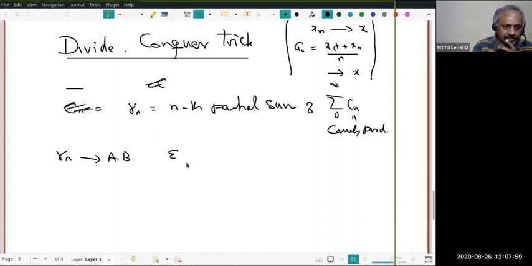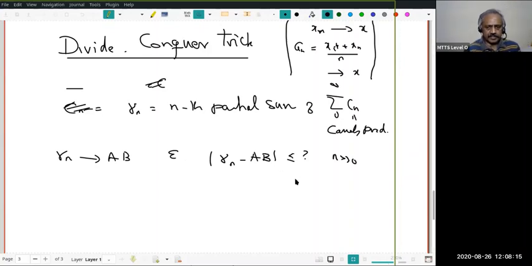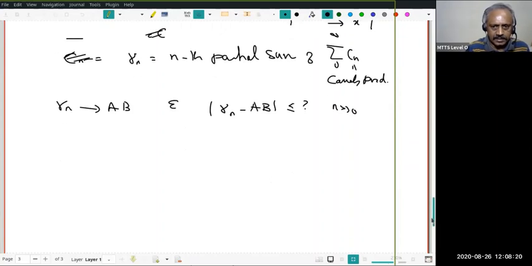You will give me an epsilon. I have to estimate this. So all of you who have seen some of my videos will know I always use the word I want to estimate. So I have to estimate this. For n sufficiently large, it has to be less than any epsilon I want. This is all I want. Is that clear? Okay.